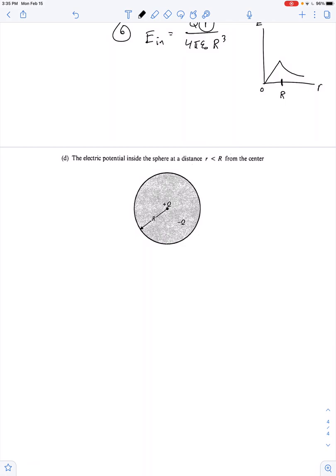Now we need to come up with an expression for the electric potential inside. Okay, so here we do need to use the expression V2 minus V1 is equal to negative the integral from 1 to 2 of E dot ds. So we just say we want to find the electric potential just at some random point that's a distance r from the center.